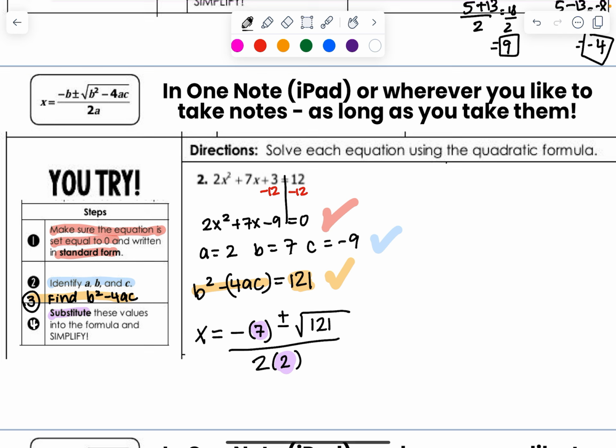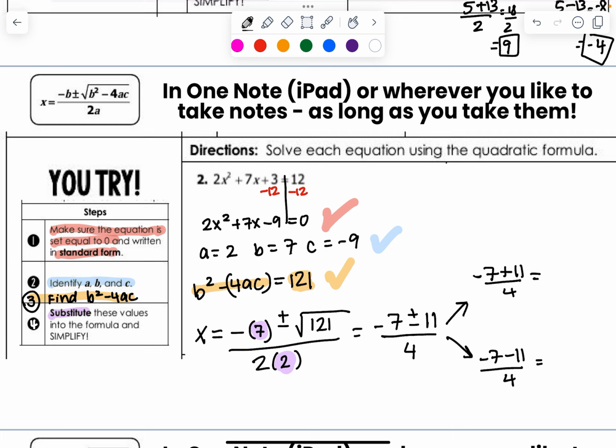Now we're ready to just simplify it up, right? So this becomes negative 7 plus or minus, oh my God, 121, right? That is a perfect square as well. 11 times 11 is 121. All divided by 2 times 2 gives me 4. Once I have the plus and minus, I can split it into 2 situations. Negative 7 plus 11 over 4 and negative 7 minus 11 over 4.